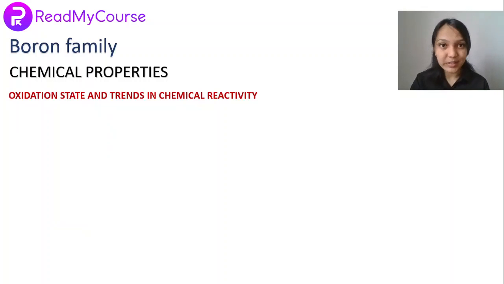And next up, chemical properties. First, we'll discuss the oxidation state and the trends in chemical reactivity. Boron forms covalent compounds. Why is it so? In the case of boron, it is a small size, right?